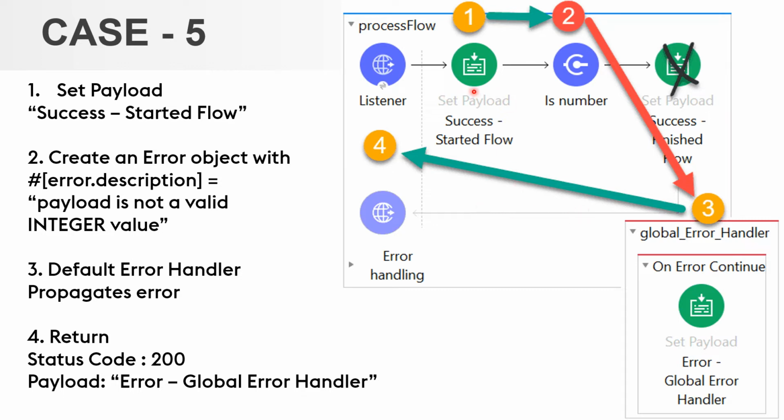On error continue is red in, green out. It means status code would be 200 and we would be sending the payload instead of the error description. Here the payload is being set as error global error handler. So this payload will be returned to the client or the next flow.